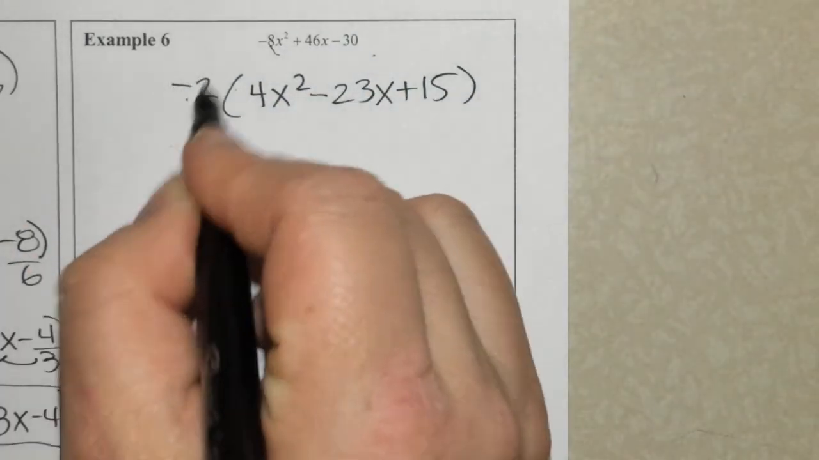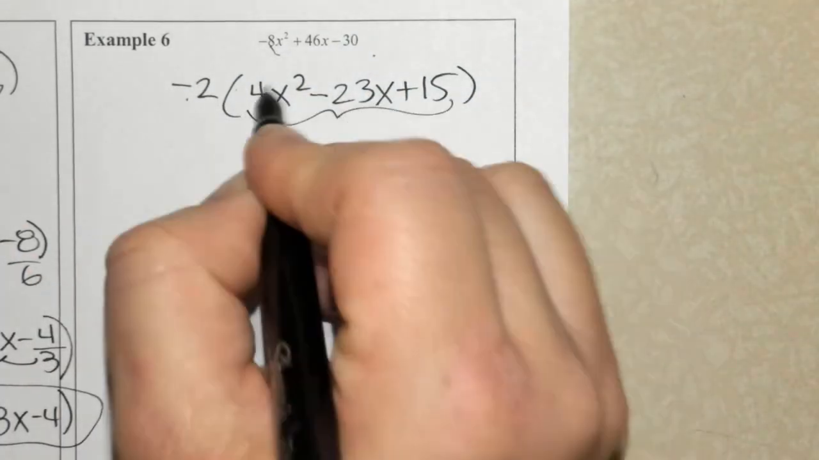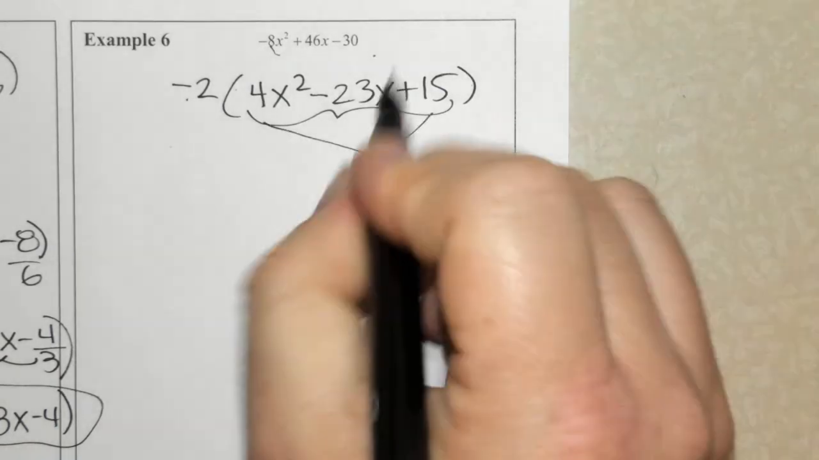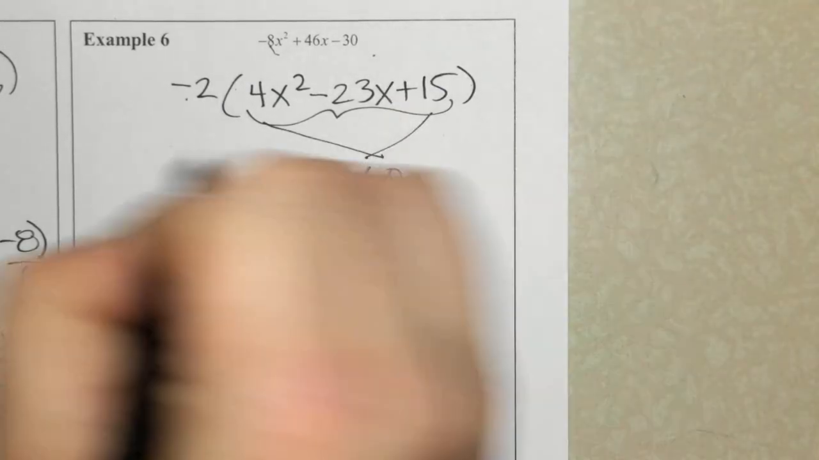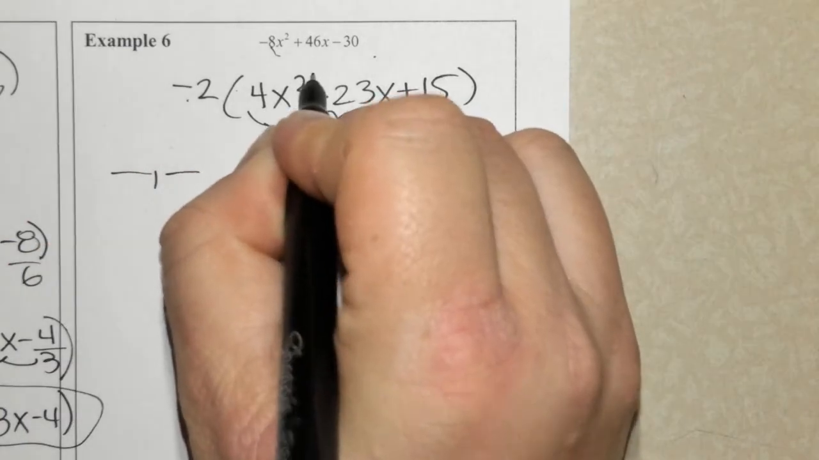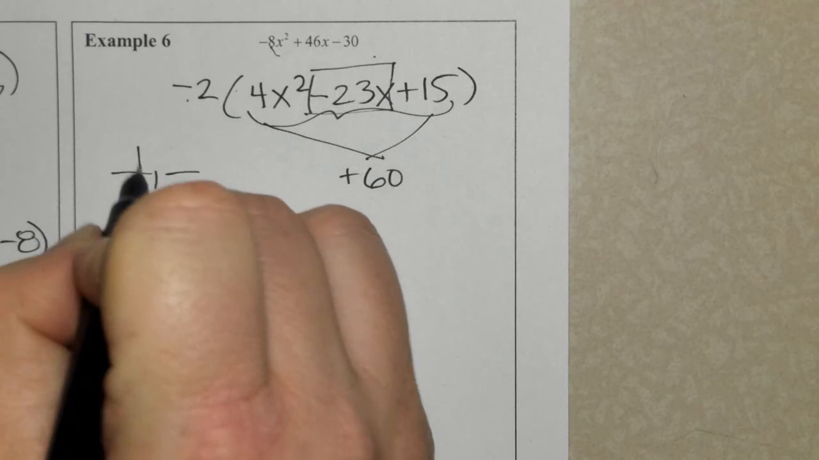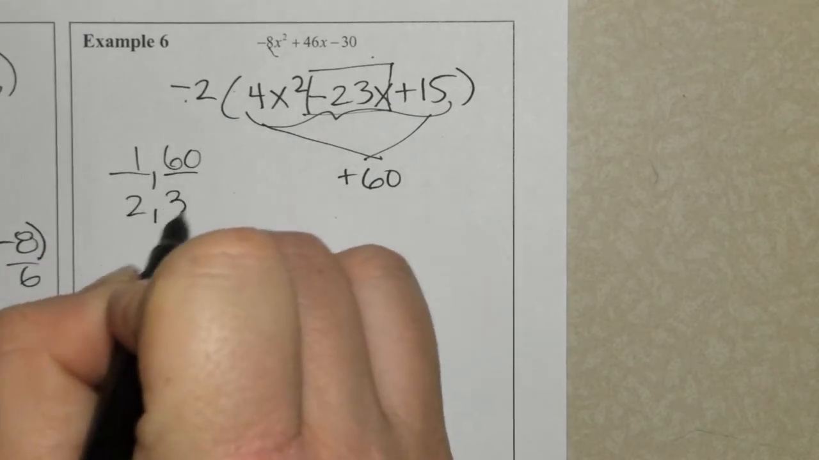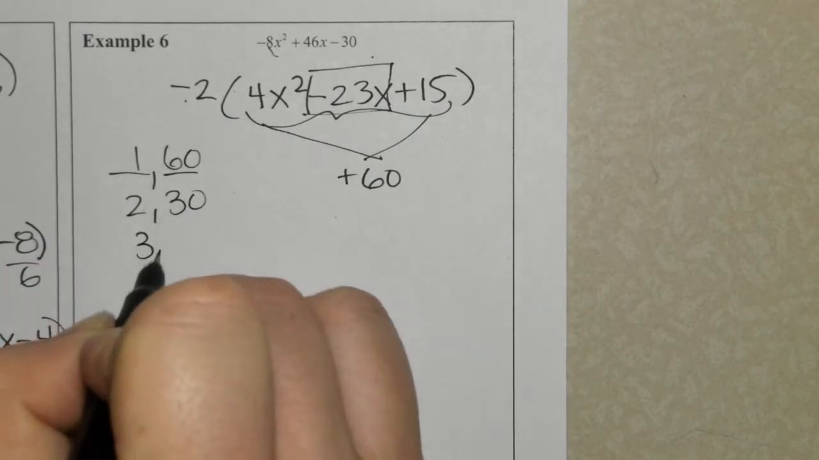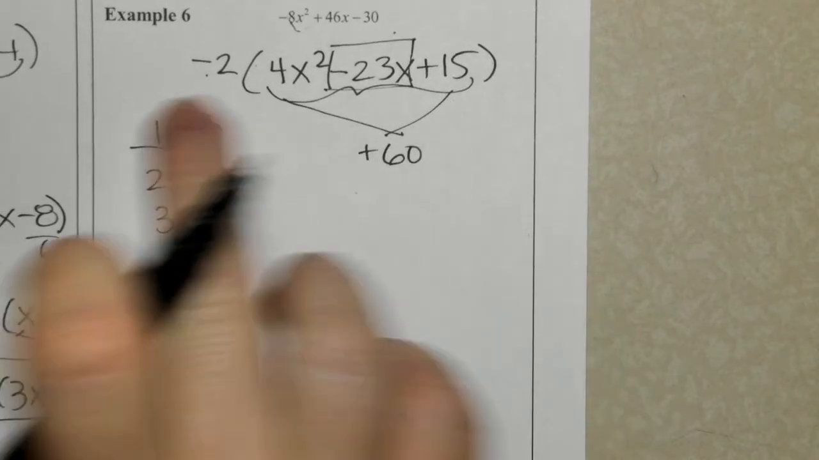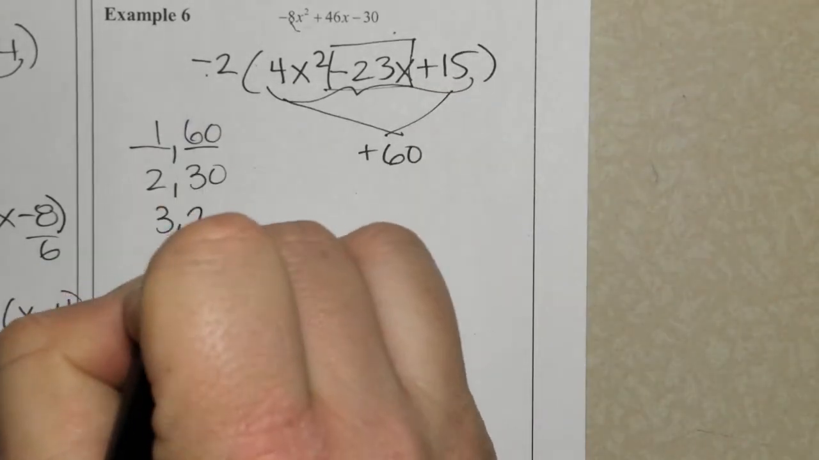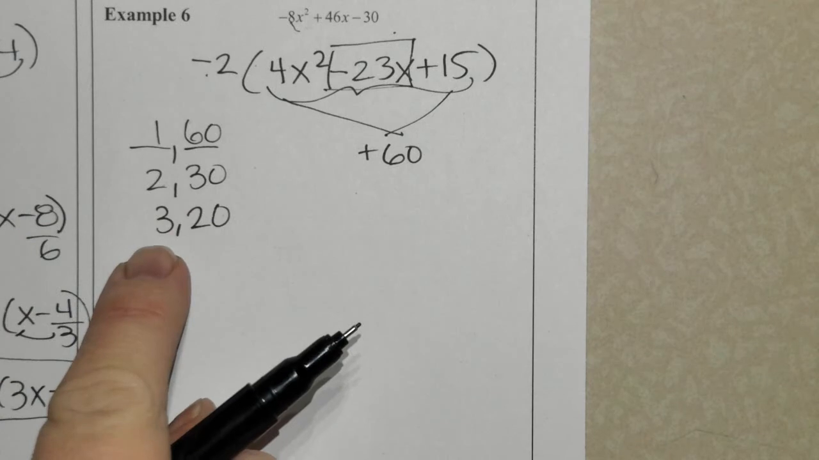So forget about this for now. This is the trinomial that I'm working with. 4 times 15 is a positive 60. I'm looking for two numbers that are going to combine to give me a negative 23. 1 and 60, no. 2 and 30, no. Maybe it's not possible. We'll see. Maybe this is as far as I can go. So 3 and 20. There we go, 3 and 20.